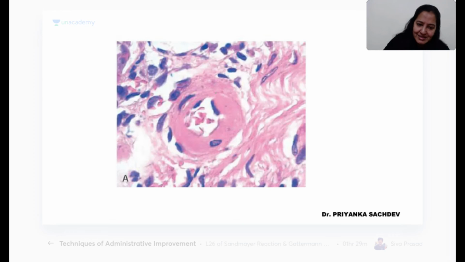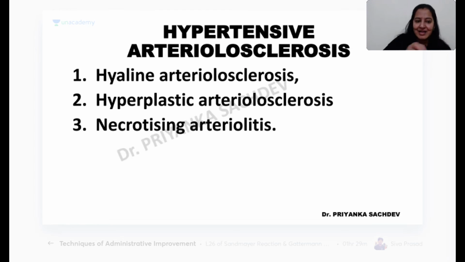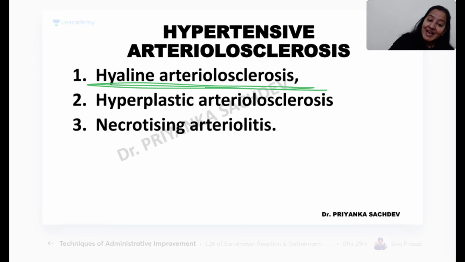This is a real diagram. So you can see the pink colored structureless material in the intima, in the media. The pink colored structureless eosinophilic material is known as hyaline. So that is seen in benign hypertension. Hyaline arteriosclerosis. Coming to the second one, very important.